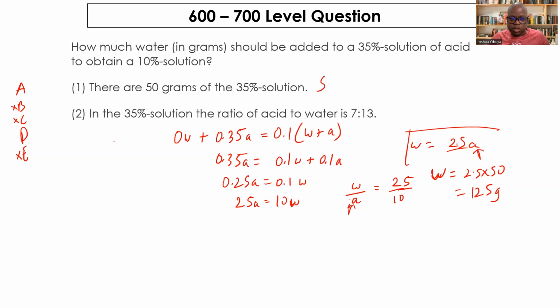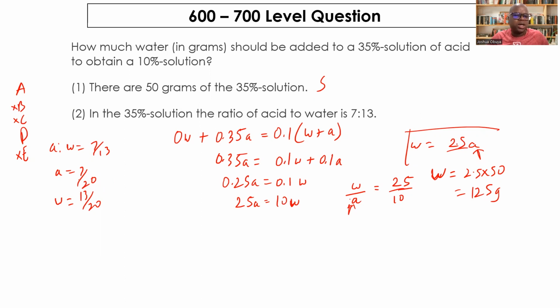In the 35% solution, the ratio of acid to water is 7:13. Does it tell us the quantity? So the ratio of acid to water is 7:13. That means acid is equal to 7/20 of the solution, and water is equal to 13/20 of the solution. It's not really telling us more beyond this. In fact, let's look at it.